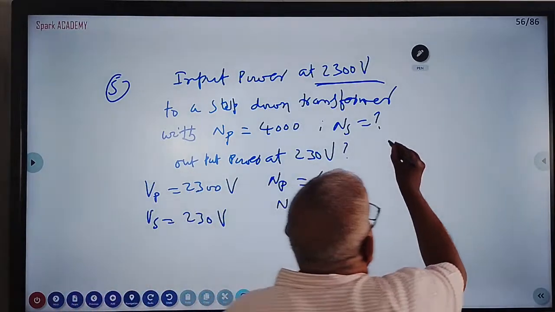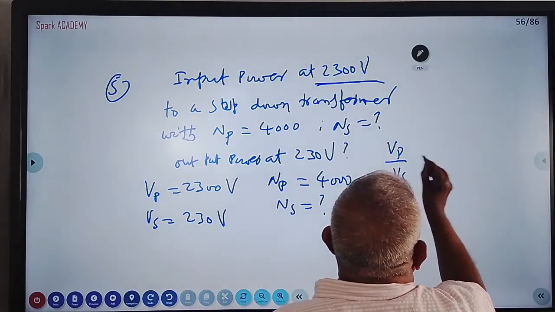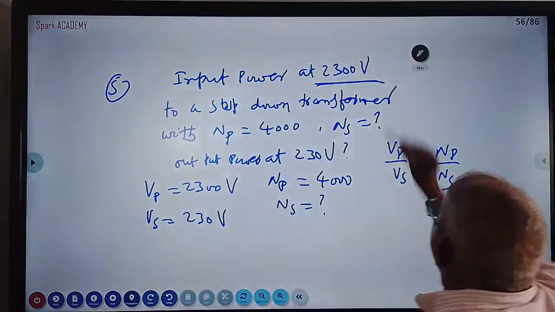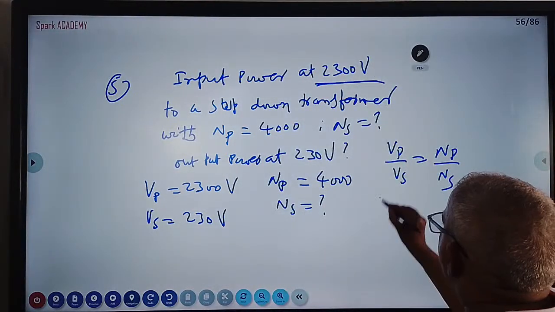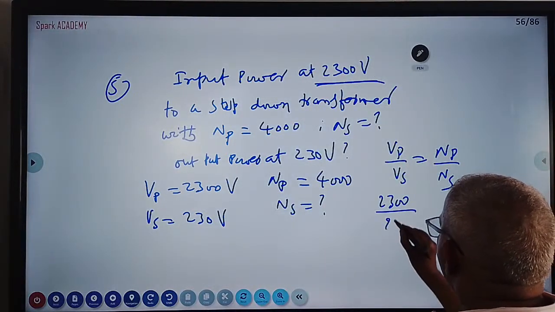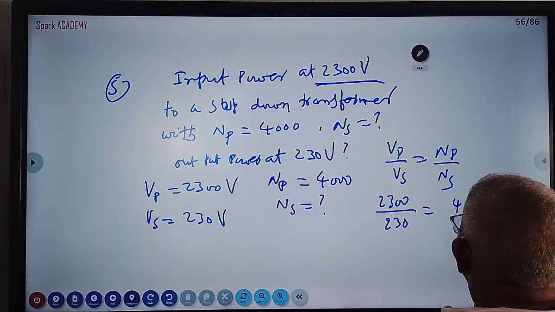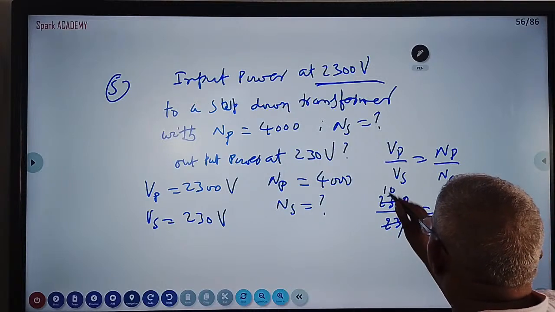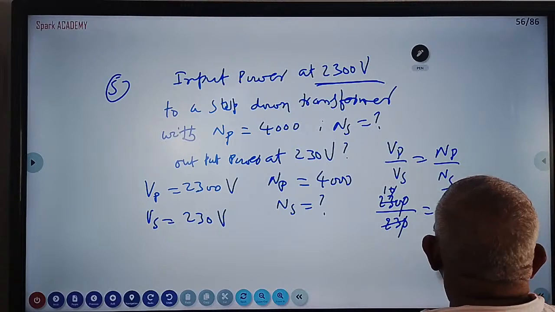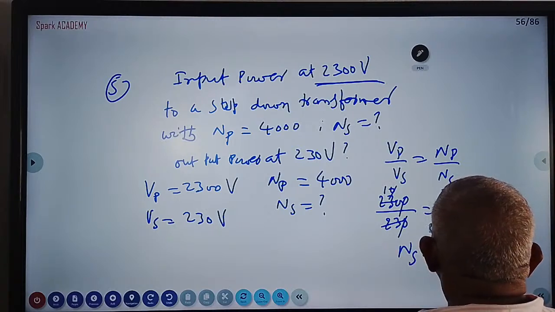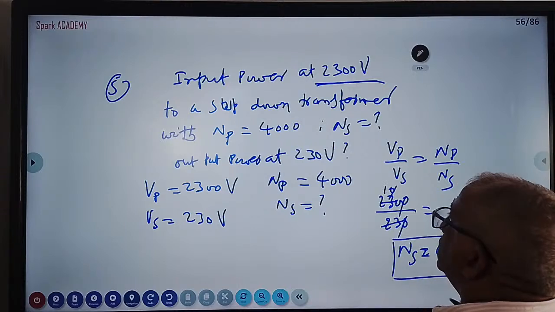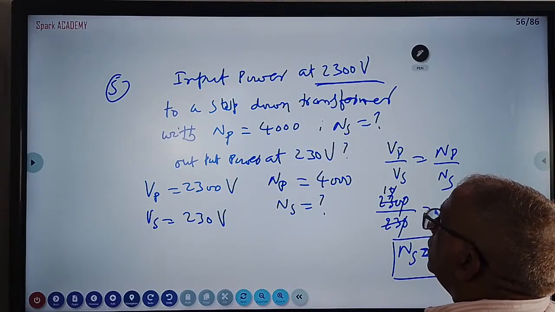I already gave the formula to you: Vp by Vs is equal to Np by Ns. He is confusing you by using the word power, but he has given voltage only. Vp 2300, Vs 230, number of turns in primary 4000. 2300 divided by 230 is 10, so the number of turns in secondary is 400. These two problems are on the transformer.